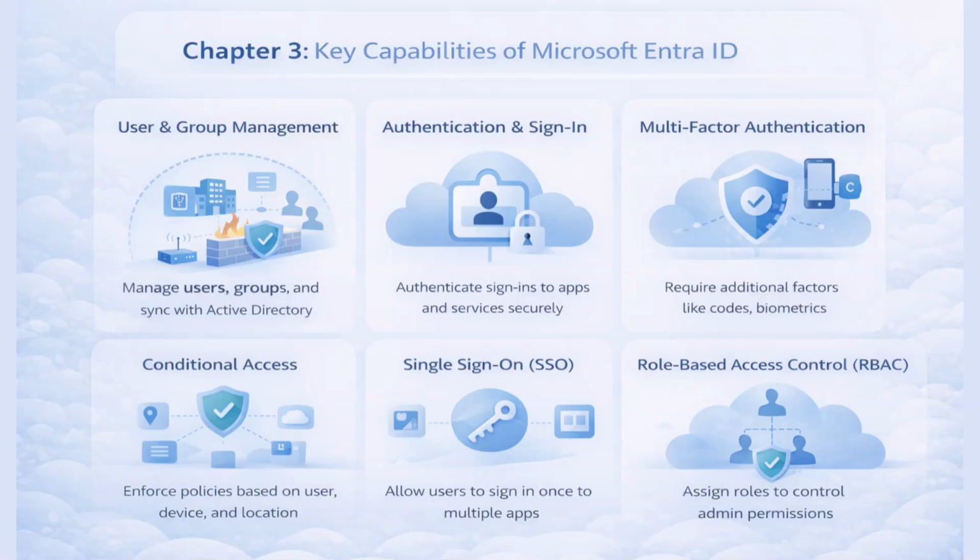Role-based access control, RBAC. Administrative access is managed through roles instead of full admin rights. Specific roles are assigned, such as user administrator or security administrator. Each role grants only the permissions required. This follows the principle of least privilege and reduces security risk. Together, these capabilities make Microsoft Entra ID a foundational service for securing identities, enforcing access controls, and supporting modern cloud and hybrid environments.